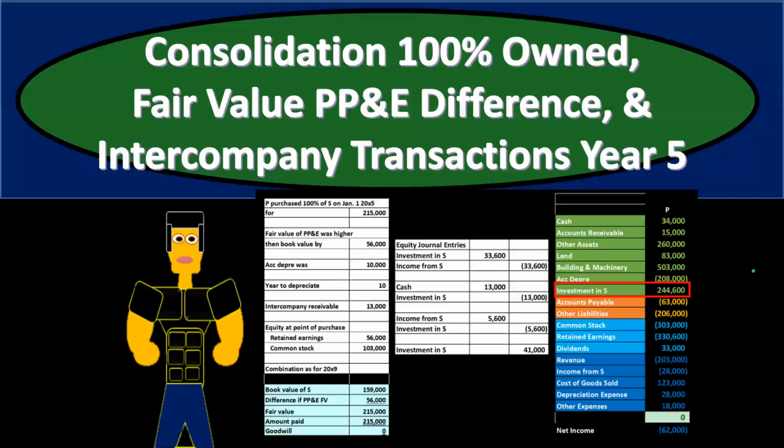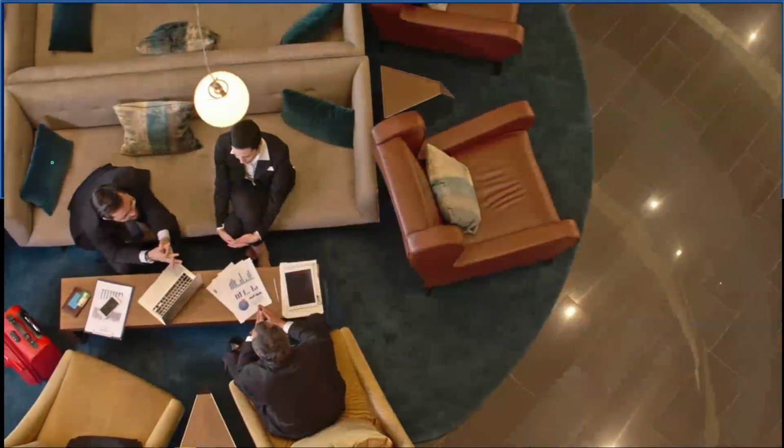We will be doing the consolidation 5 years out. In other words, we said that the consolidation or purchase took place in year one. We'll say 5 years out is when we're going to do this consolidation. That means we're going to have to deal with the depreciation expense and accumulated depreciation related to this difference between the fair value and the book value for that time period. We'll also have some intercompany transactions we will have to deal with as well.